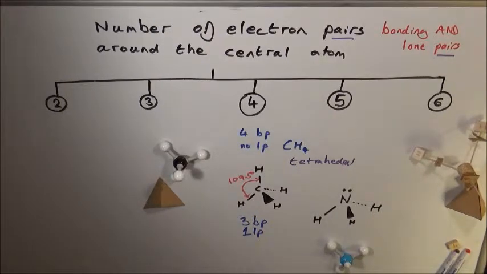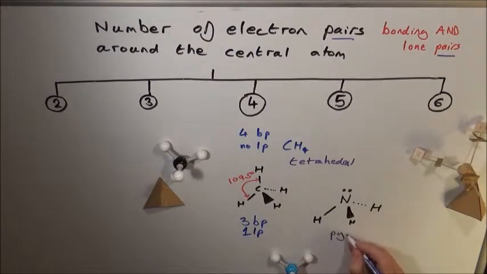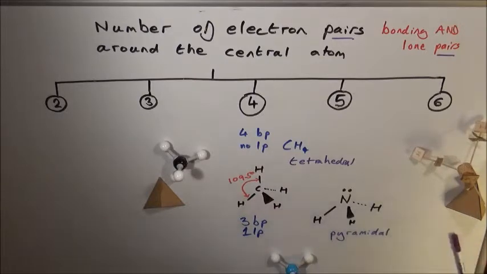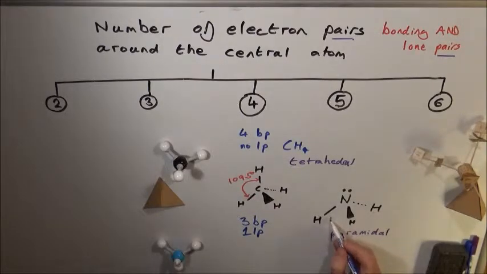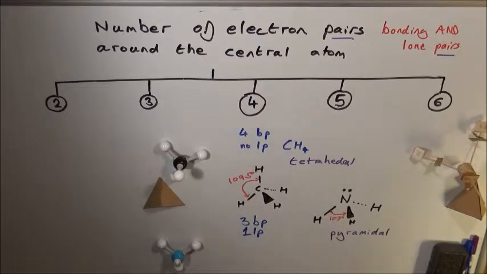So the shape this time is pyramidal, and the bond angle now is 107 degrees. Okay, and you need to know that bond angle again. The effect of the lone pair is to reduce the bond angle by 2.5 degrees.